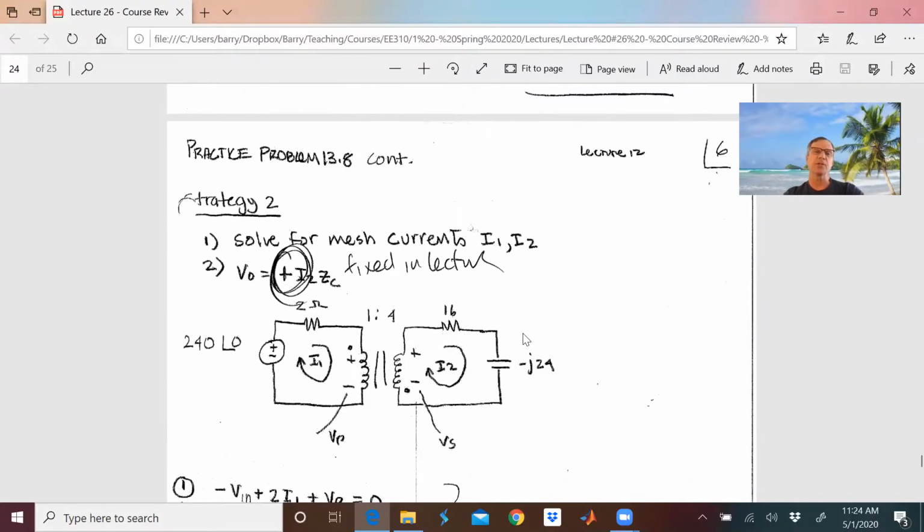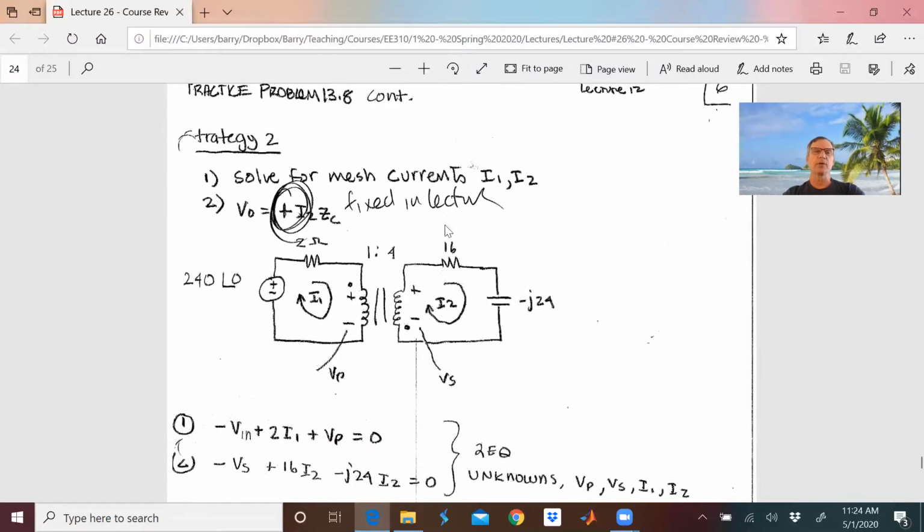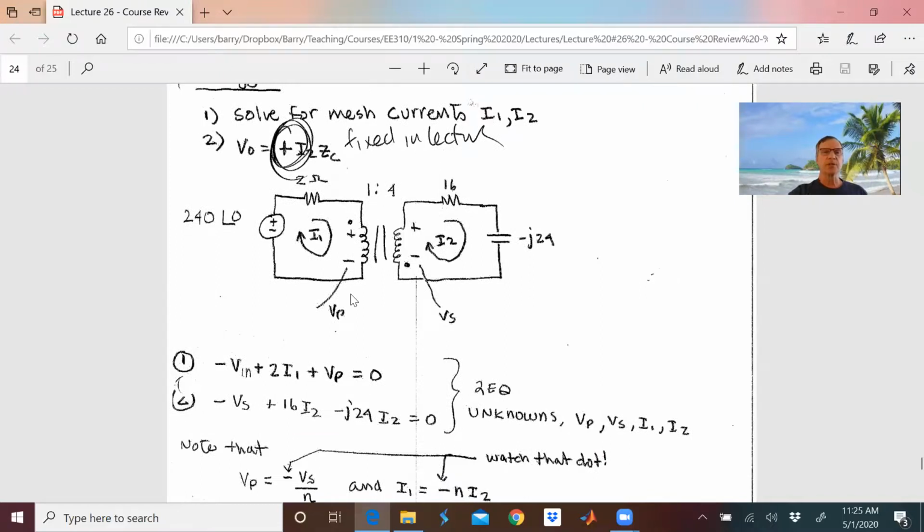Let's do another strategy. Now what we're going to do is solve for the mesh currents I1 and I2, and then we're going to get V out is equal to plus I2 ZC. Negative signs are my nemesis. So now we're going to solve for I1 and I2. So let's make some equations.